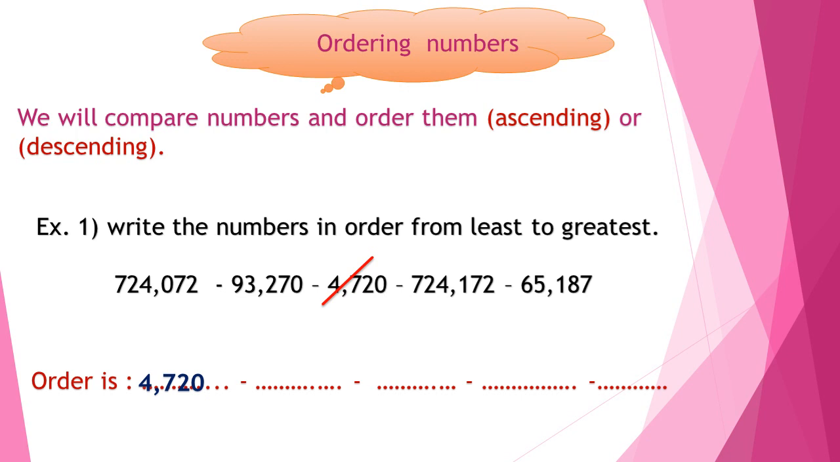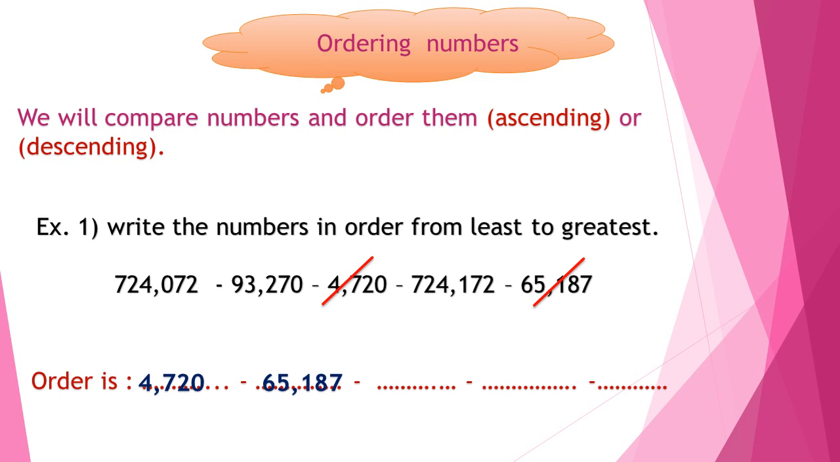Here we have 6 digits and 5 digits, 6 digits and 5 digits. Then, which is the smallest? 5 digits. We have here two numbers formed from 5 digits. 93,270, 65,187. Then, which is the smallest? 93,000 or 65,000? Yeah, the smallest is 65,187. Then we write it and cancel it.